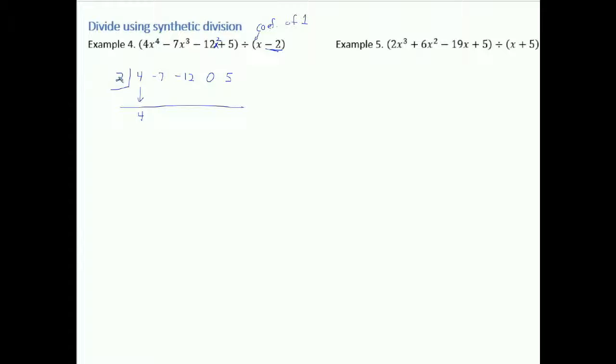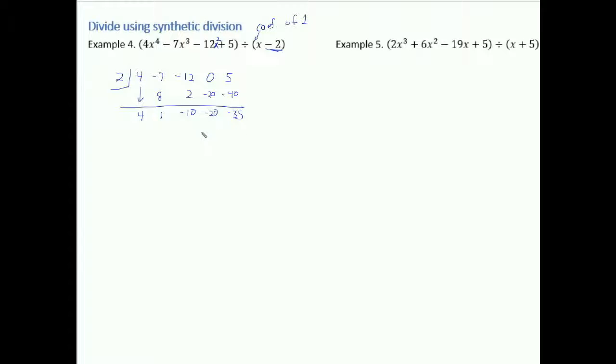So the multiplication is 2 times 4, which is 8. Then we add: -7 and 8 is 1. Then we multiply again: 2 times 1 is 2. Then we add: -12 and 2 is -10. We multiply: 2 times -10 is -20, and we add, and we multiply: 2 times -20 is -40, and we add, and we get -35.